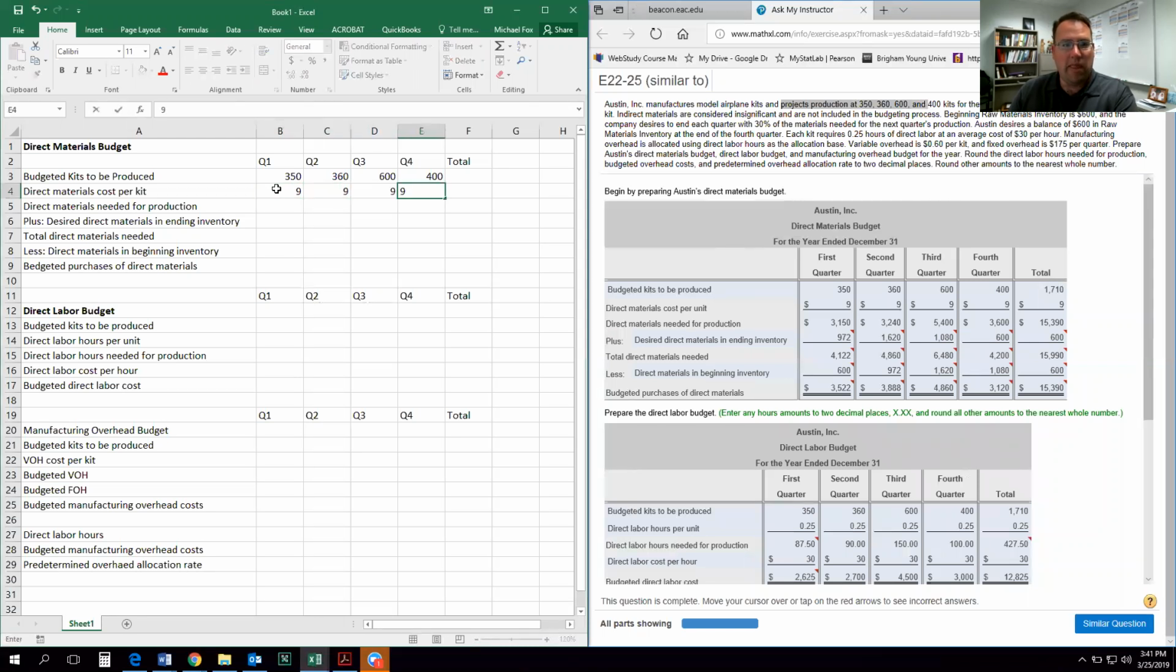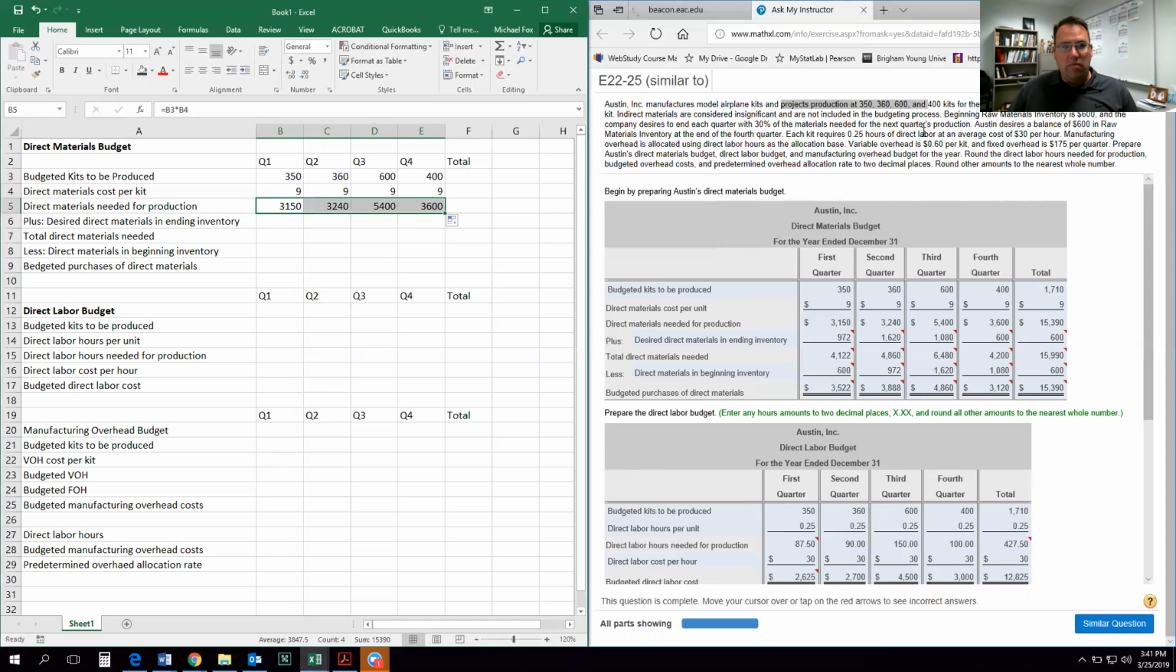So that's the same. Our direct materials needed for production, which I can see you already got when you worked it out, is just the number of kits times the cost per kit. And then our desired direct materials in ending inventory is given to us right up here. Beginning raw materials inventory is $600, and the company desires to end each quarter with 30% of the materials needed for the next quarter's production.